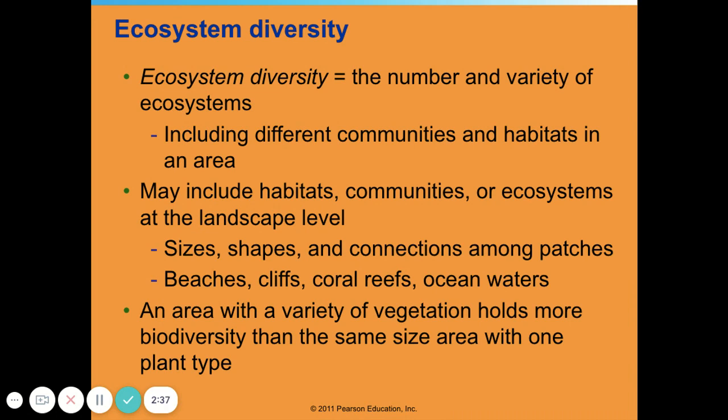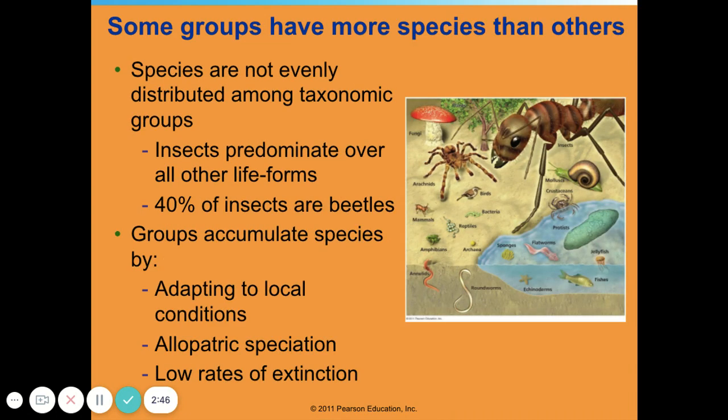At a larger scale, we can look at ecosystem diversity. Diversity in an ecosystem depends on different habitats and communities within the ecosystem. Some species groups show more richness than others, especially the insects and specifically the beetles.